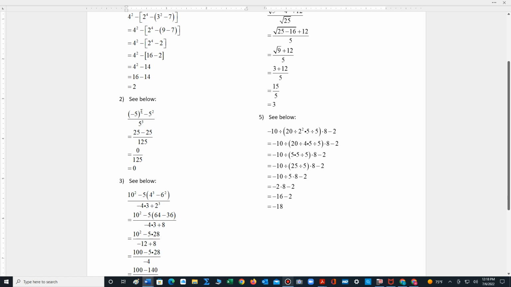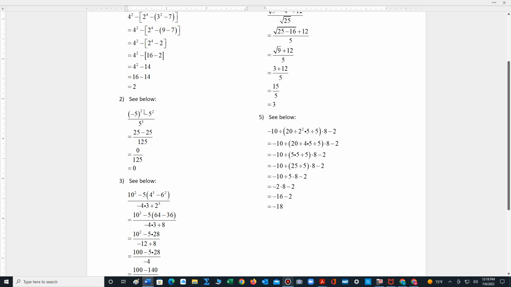For problem 2, when we begin the process, if we're given a fraction, try to work out the numerator and the denominator separately. Once you have a value for the numerator and a value for the denominator, that's when you divide. So looking at the numerator, negative 5 squared, that's negative 5 times negative 5, which is positive 25.